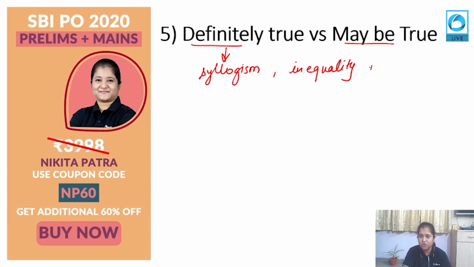Blood relation में भी हो सकता है that in which of the following A is definitely the sister of B or which of the following is definitely true. ये तो कोई question आपका कहीं भी हो सकता है. ठीक है, तो syllogism में हो सकता है, inequality में हो सकता है, blood relation में हो सकता है, direction sense में हो सकता है. So definitely true and maybe true में क्या difference होता है?